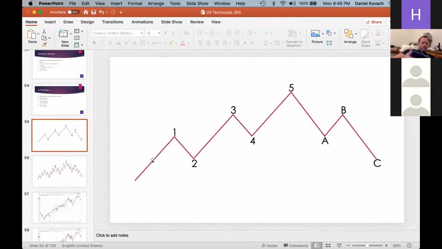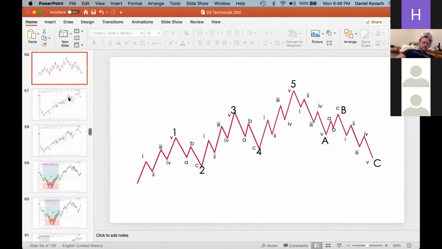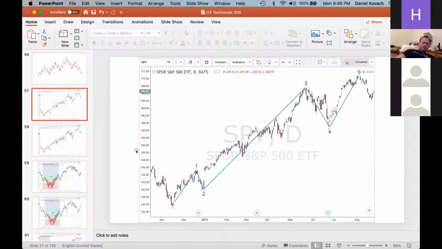So what that boils down to is this. I have the 1, 2, 3, 4, 5. This is how you're going to draw it. And you have the A, B, C. So 1, 2, 3, 4, 5, and the correction is just denoted by A, B, C. Now when we zoom in, you can see the Roman numeral stuff going on, but we probably won't have time to deal with that.